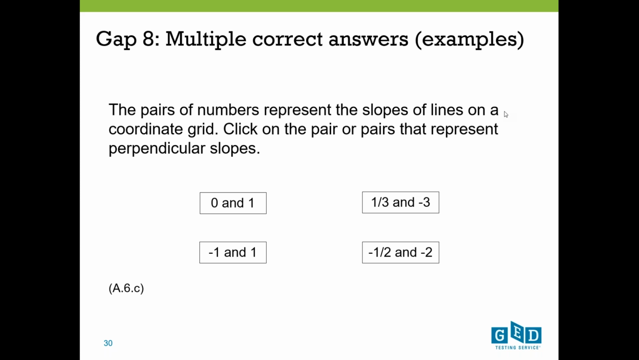A slope of -1, what would that look like? Hopefully, though, they would know that perpendicular slopes multiply to -1. 0 times 1 is 0, -1 times 1 is -1, 1/3 of -3 makes -1, -1/2 and -2 makes 1. So the only two that work out mathematically, if you multiply them, are the bottom left and the top right. I hope that answered all aspects of the question.